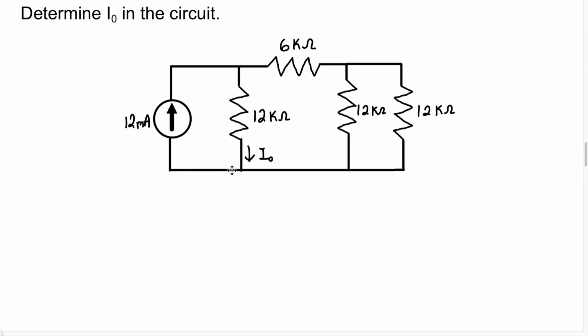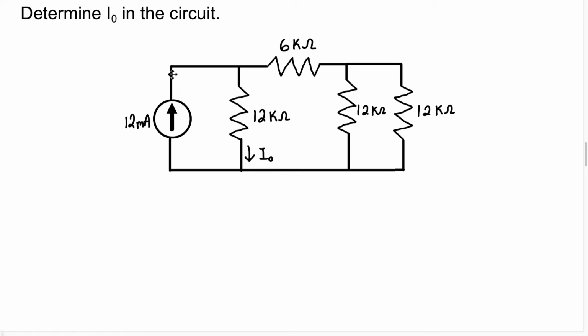Now in this video, we're going to continue with using either current division or voltage division to solve certain problems. The question says, determine Io in the circuit. So where is Io in this circuit diagram? Well, we know Io is going to be the current flowing through this 12K resistor here, right? So how are we going to find Io?